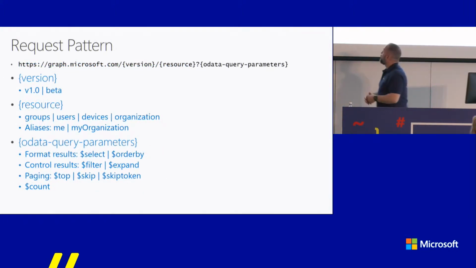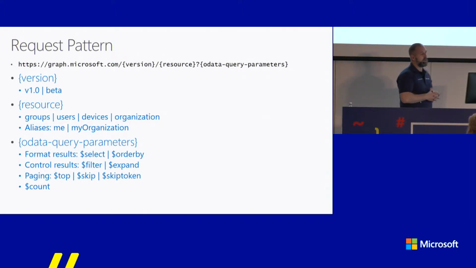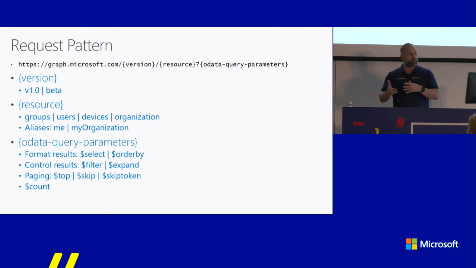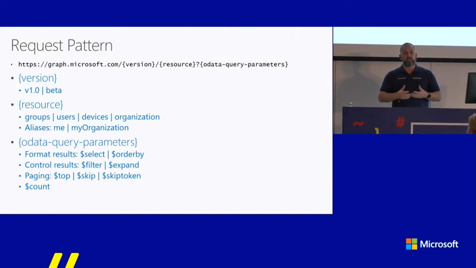So this is the request pattern for making an HTTP request to the Graph API. The first one is a version. Again, we have v1.0 and beta right now. And then the resource would be something like me, or if you were working with users and wanted to reference a specific user or an organization, those aliases for me and my organization are going to apply to the logged-in user that's running the application.